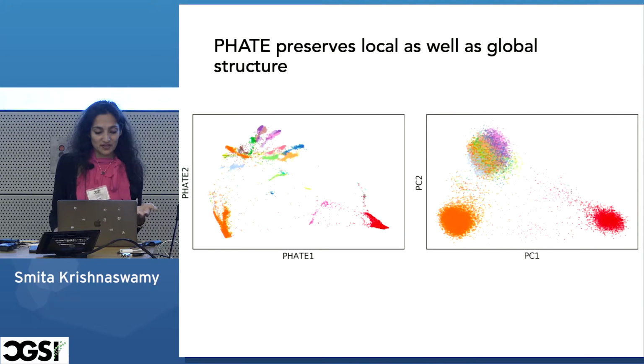So for example, here's PHATE on a retinal bipolar data set. As I showed you before, PCA keeps the global structure, so PHATE is keeping that same global structure, but it's showing more local relationships.